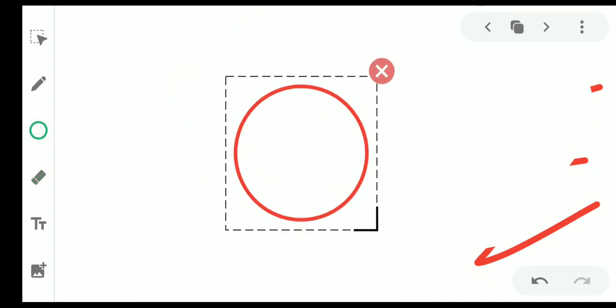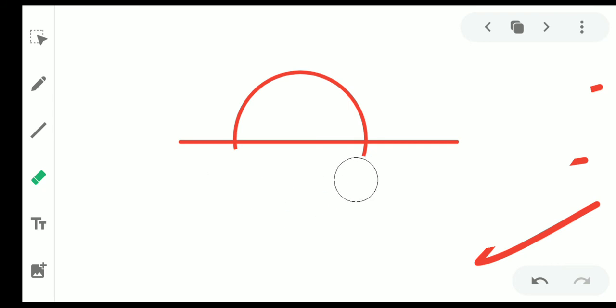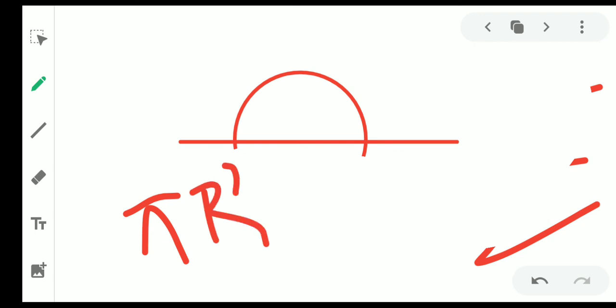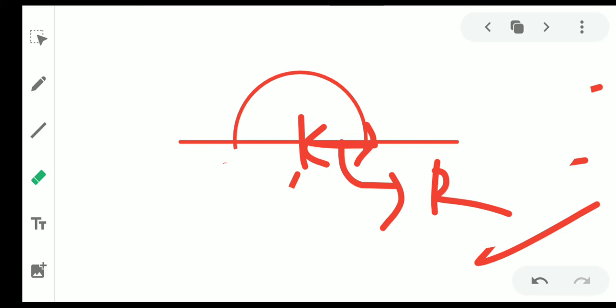this one is a circle. This one becomes a semicircle. So what will be its area? Pi r square by 2. R is the radius from here to here. Suppose the radius is r. Again I am repeating, I am calculating the centroid from the midpoint. From this point I am calculating the centroid.